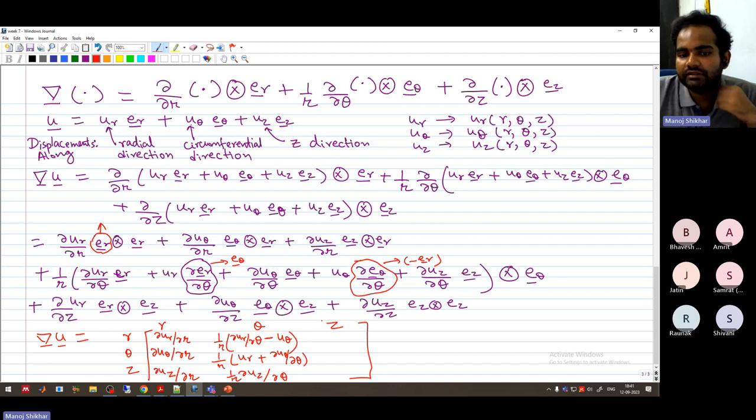Similarly, you can fill the third column. For filling the third column, what will you have? You will have del UR del Z, then you will have del U theta del Z, and the last but not least will be del U Z del Z. Okay, so this is the U matrix you have.